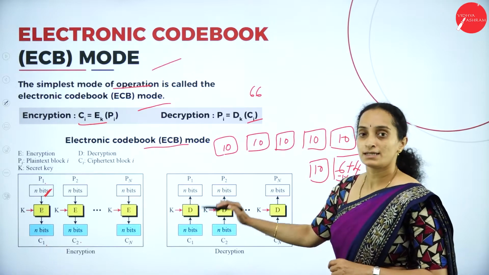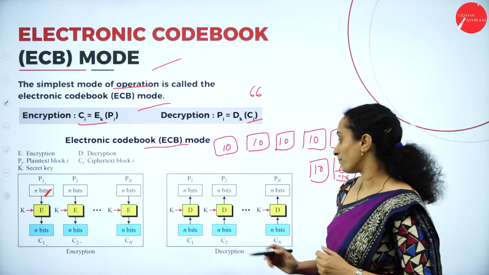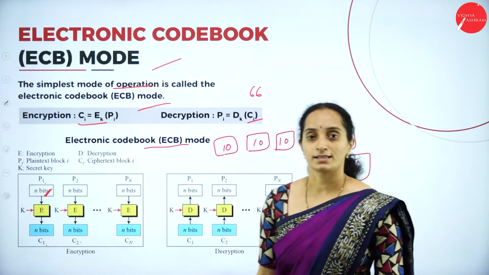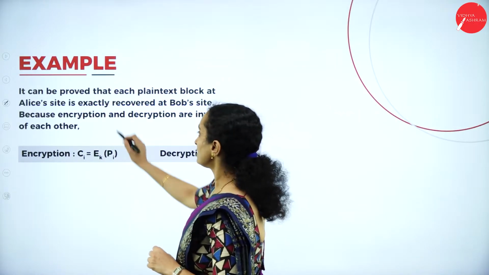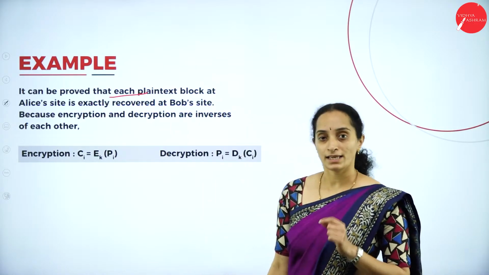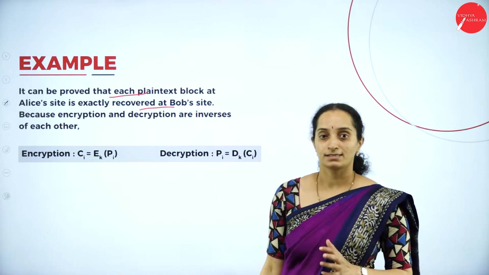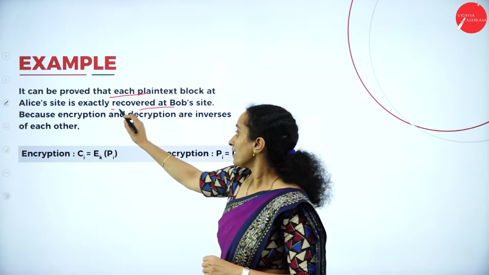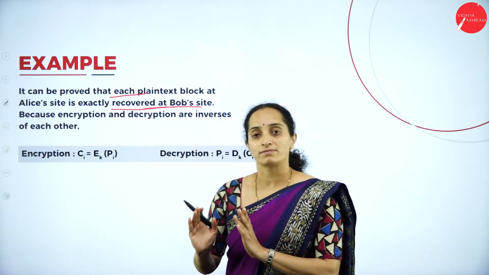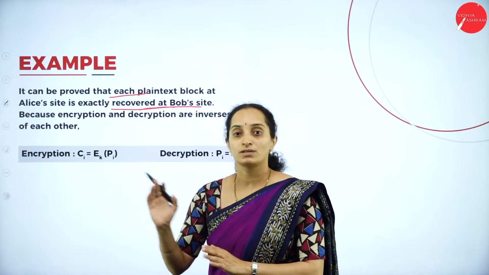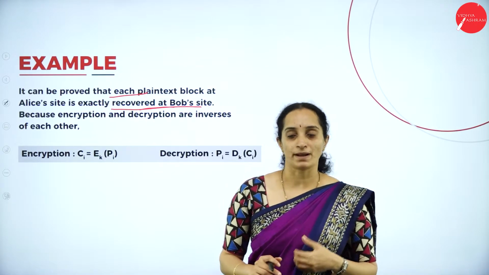In the same way, decryption is done. With n number of bits, the decryption algorithm with the key, the plain text of n bits will be calculated in the ECB mode. Okay. It can be proved that each plain text block at the receiver's site is exactly recovered at Bob's site, because the same block is encrypted with the same characters and reaches the receiver, and the same block is decrypted back to the plain text.